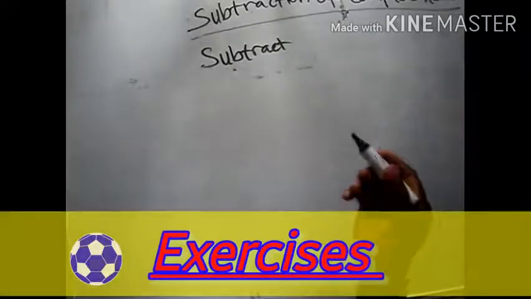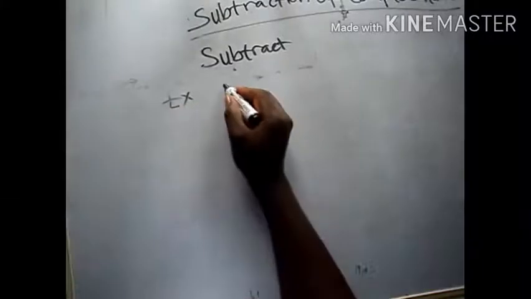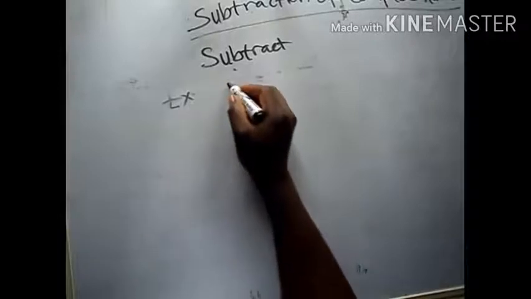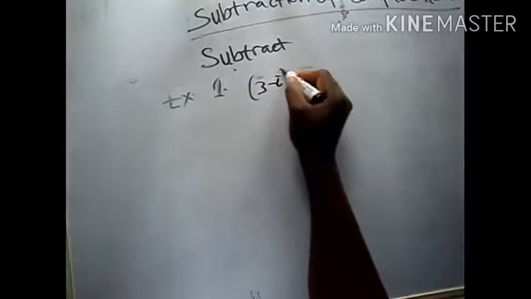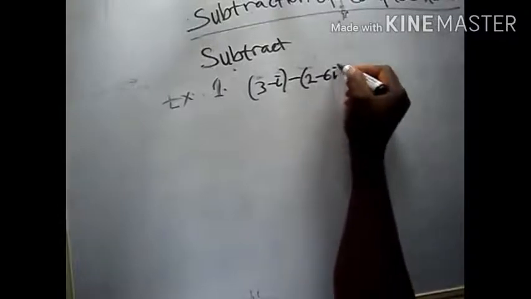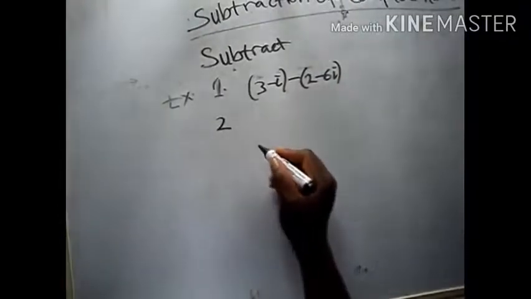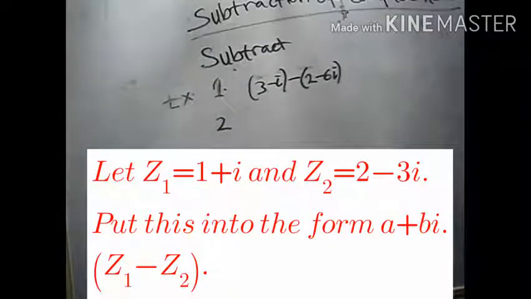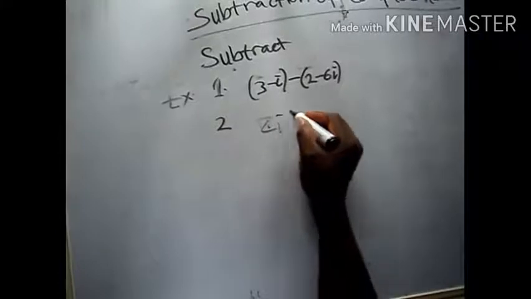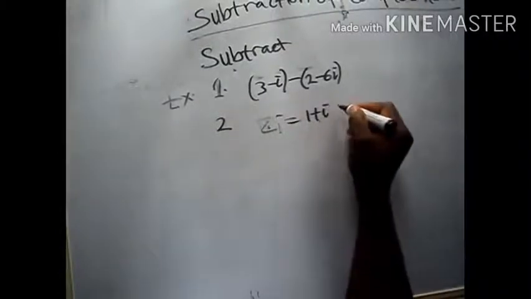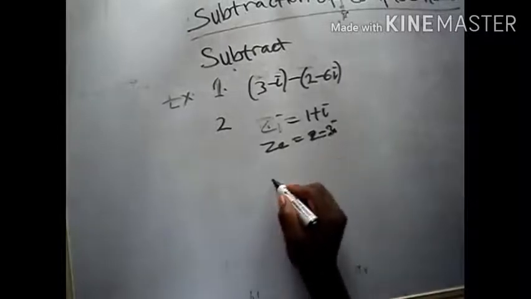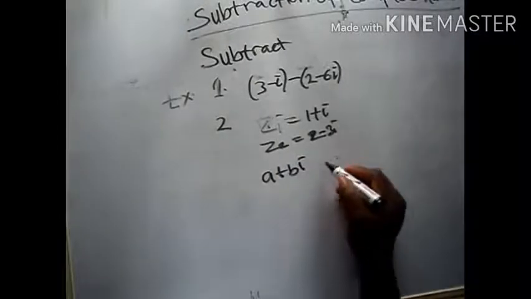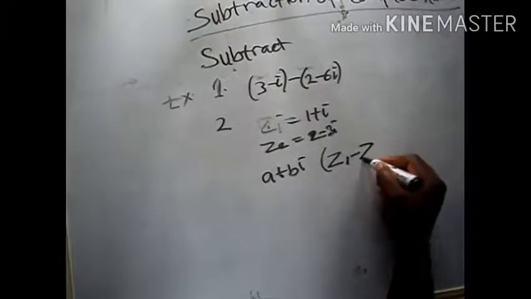Now let me just give you an exercise. I'll give you 2 exercises, and submit your answer in the comment section below this video. Your question 1 will be (3 minus i) minus (2 minus 6i). So you solve this. Question 2: let z1 equal 1 plus i and z2 equal 2 minus 3i. So z1 equals 1 plus i, and z2 equals 2 minus 3i. Put your answer in the form a plus bi. So your question is z1 minus z2.